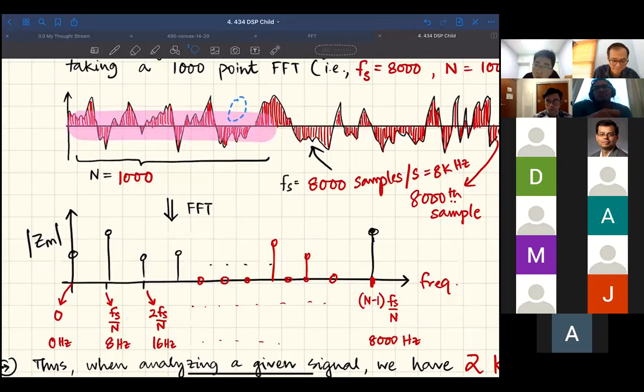What is this movement called? No, this is not called anything. You just take a window of samples and you take an FFT. Then you move the window and you take another FFT. You move the window, then you take another FFT. So that way you get to see the whole signal with a good resolution.